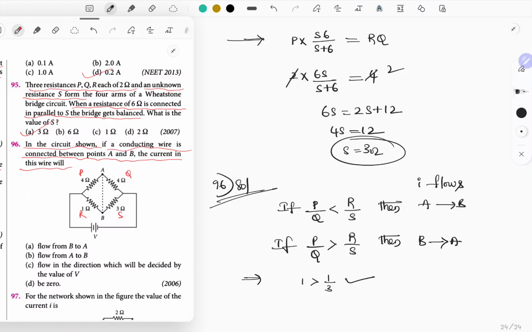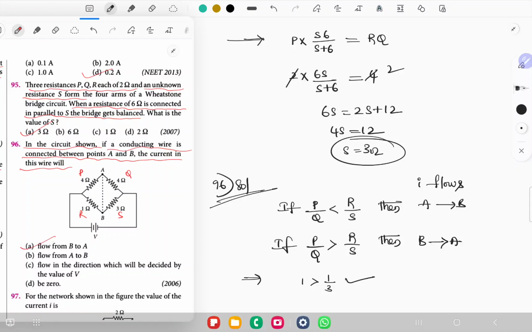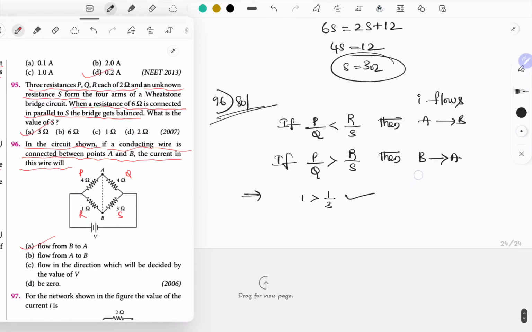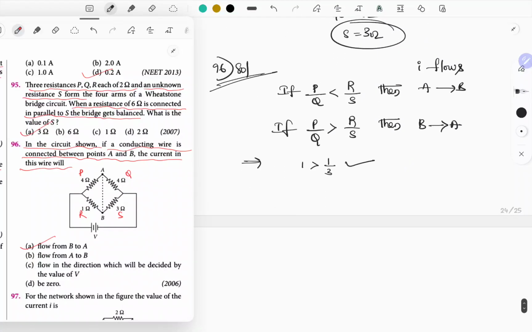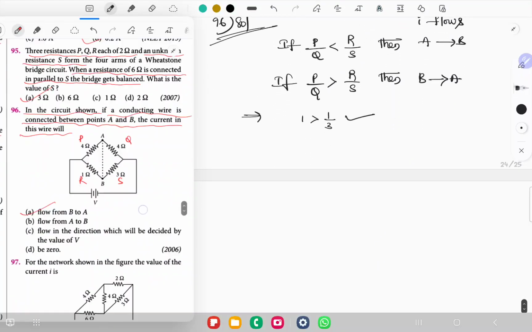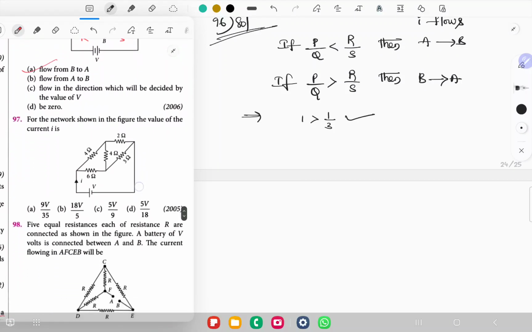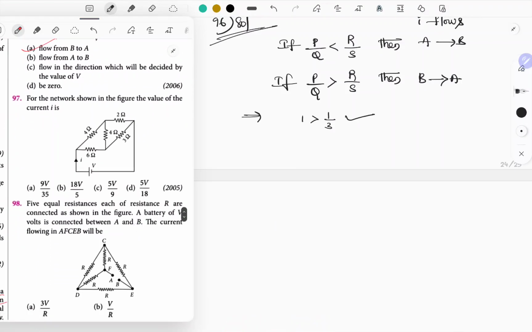So in this case, does current flow from B to A or A to B? It flows from B to A. There are several other methods also, but this is the easiest way to answer how current flows, based on the ratio P by Q and R by S. Okay, let's move on to the next question.